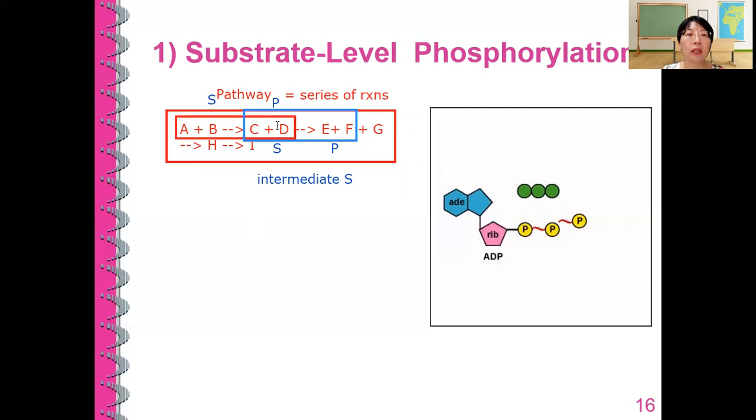So all the substrates in the in-between reactions of a pathway are called the intermediate substrates. So C, D, E, F, G, H, all of them are intermediate products. So A and B are the original substrate, the first one, and I is the final product. So the rest of them are intermediate substrates as well as intermediate products. Okay, so this is to explain the meaning of the word intermediate substrate.